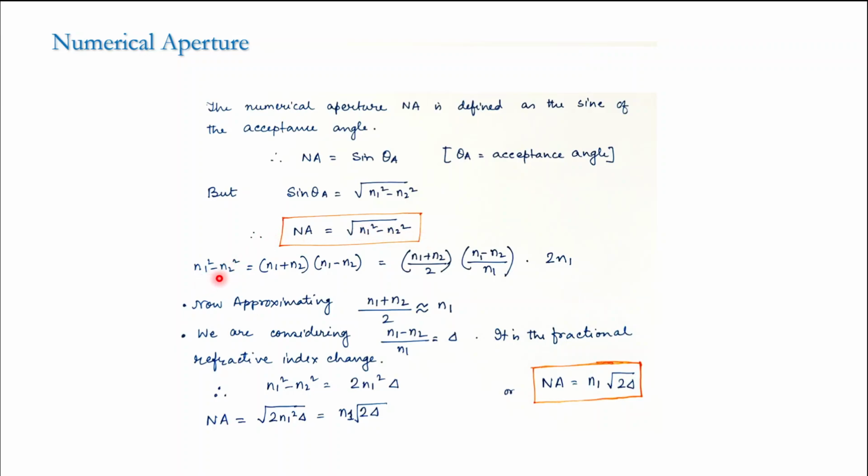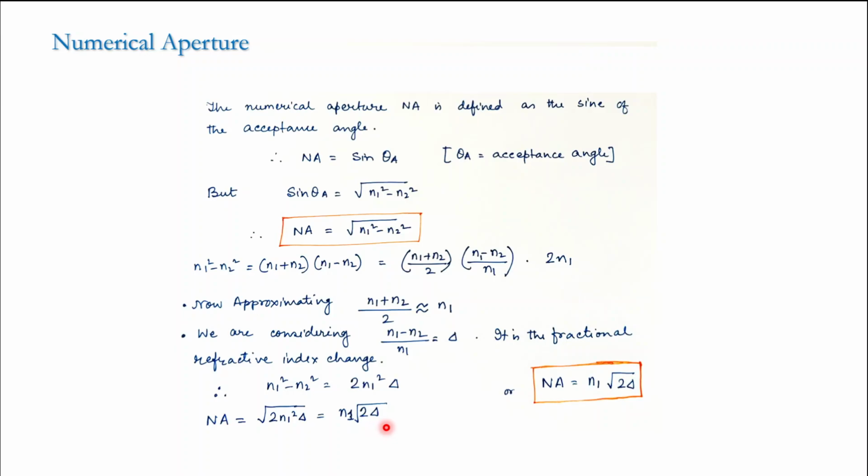Now we can rewrite n1 square minus n2 square, using the mathematical formula, as n1 plus n2 times n1 minus n2. We rewrite it as n1 plus n2 by 2, putting a 2 in the numerator, and n1 minus n2 by n1, putting n1 again in the numerator, so that we can approximate n1 plus n2 by 2 as n1 and n1 minus n2 by n1 as del. This del is the fractional refractive index change. So we can rewrite n1 square minus n2 square as 2 n1 square del. The numerical aperture becomes root over 2 n1 square del, that is n1 root 2 del.